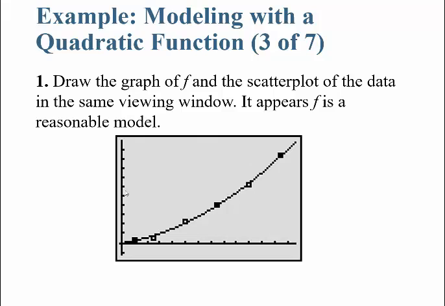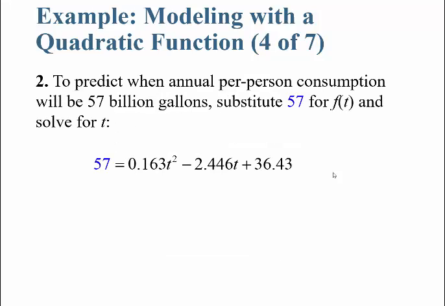If you plug this into your calculator, plot the points, and then draw the line through it, you will see that the model does indeed fit the data really well. The next part is to predict when annual per person consumption will be 57 billion gallons. How are we going to do that? Well, we want the gallons to be 57, so we're going to substitute that in for f of t, and all we have to do is solve for t.